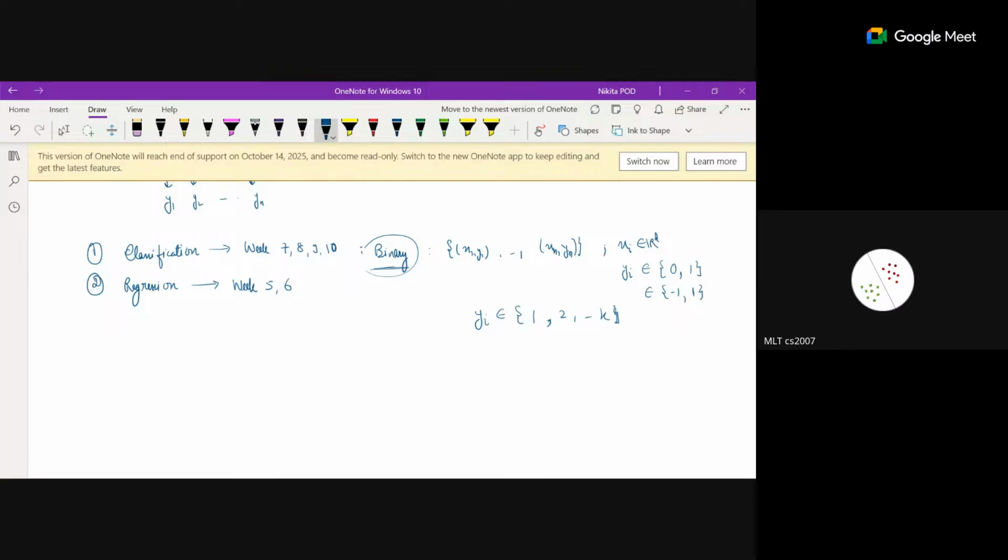Then in regression, what's the difference between classification and regression? In classification, our goal was to predict the classes; in regression, the labels. So if this is my data set, my labels can now take any continuous value, right? So yi will belong to R. Whenever we have to deal with problems where my labels can take any values in R, such problems fall into regression.